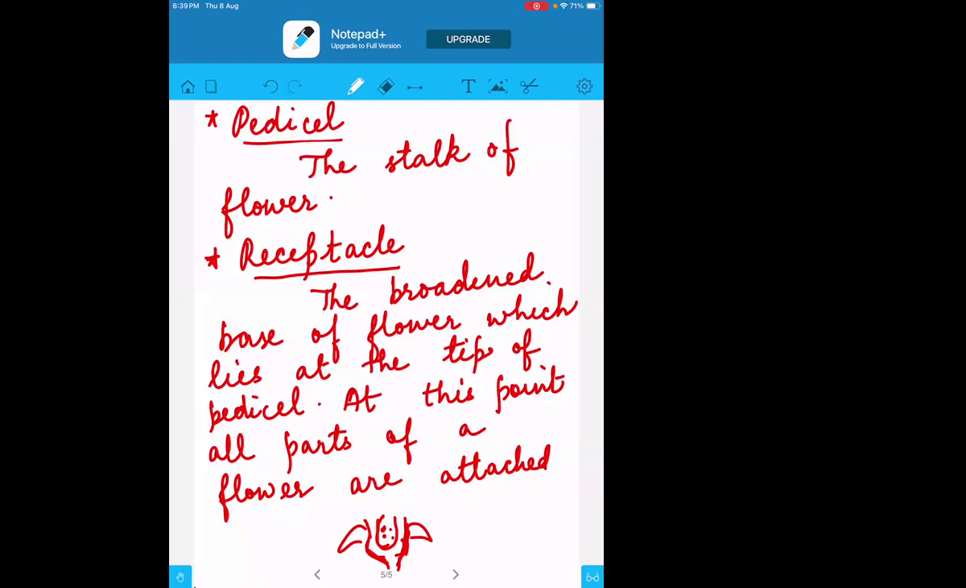So clear, children? Pedicel is the stalk of the flower, and the receptacle is at the tip of the pedicel, from where all the other parts of the flower arise. Sepals are generally called the calyx, and they are green, small leaf-like structures which protect the bud, whereas the corolla is the petals, which are generally colorful.